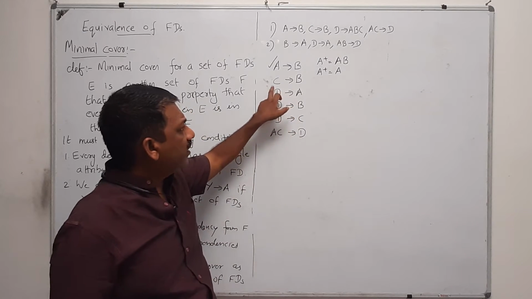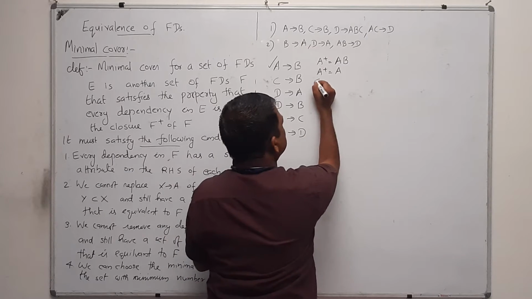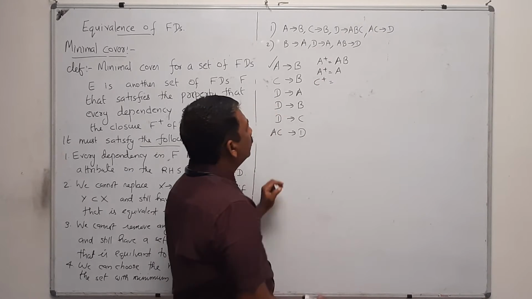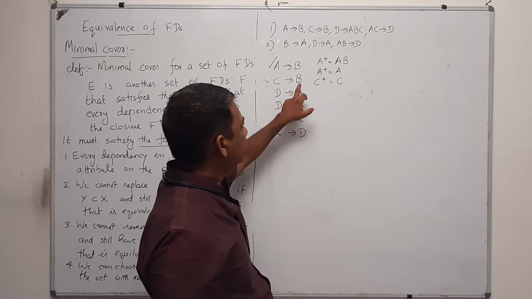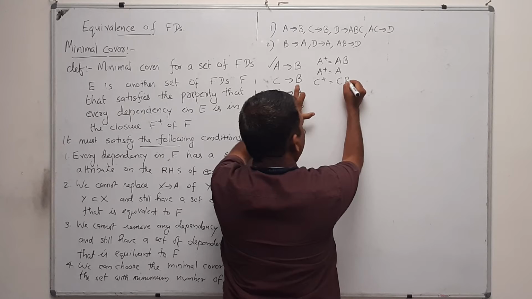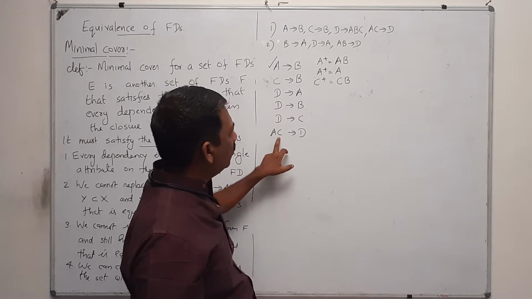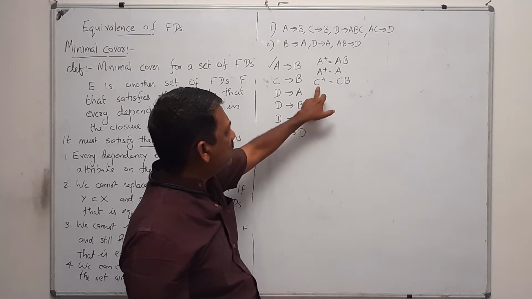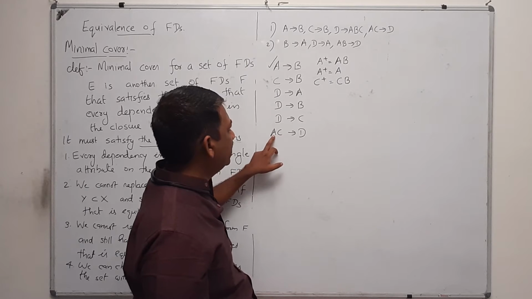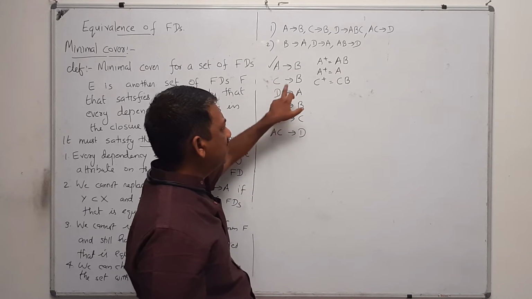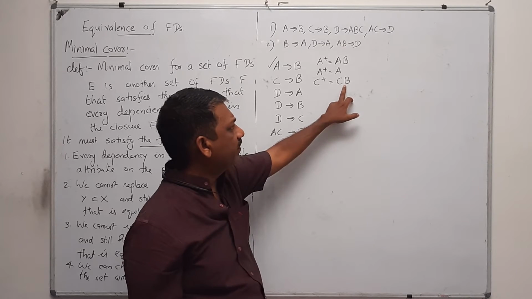Now again for C, we are going to find out C plus. By trivial functional dependency, C is there. C determines B, so B has to be added. Then what about B? B is not there on the left hand side, C is on the left hand side, and here you have C, but A should also be there. So C determines B. The closure of C has only C and B.